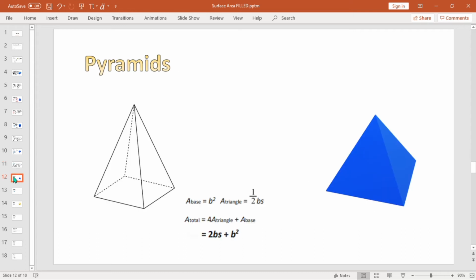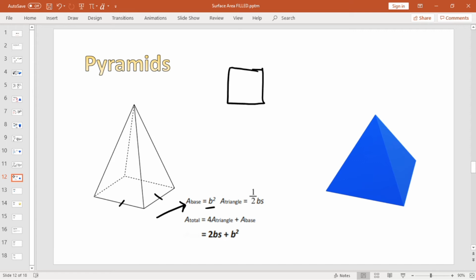Kind of like cones, but more angular, we have pyramids. Now this is a formula on your formula sheet, and you'll notice it says area of the base is b squared. So it's assuming that this is a square-based pyramid. And it doesn't have to be like that. It can be a triangular-based pyramid or a rectangular-based pyramid, but this formula is for a square-based one, so just bear that in mind.